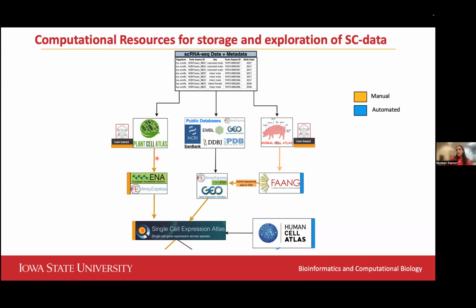Next, in the plant data path, manual curation and validation checks are performed by the curators so that the data is transferred to the single-cell expression atlas. All these steps are manual and time-consuming. Similar is the case with the public datasets, where manual curation is performed to transfer the data again to the scEA.